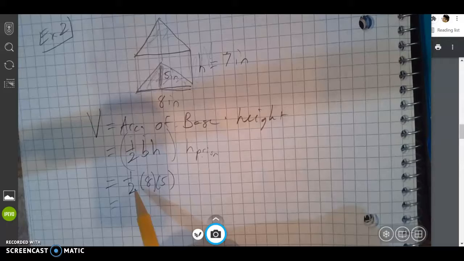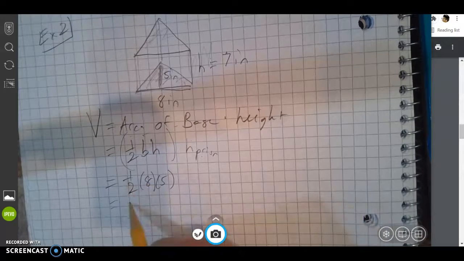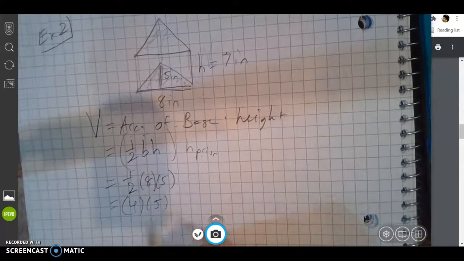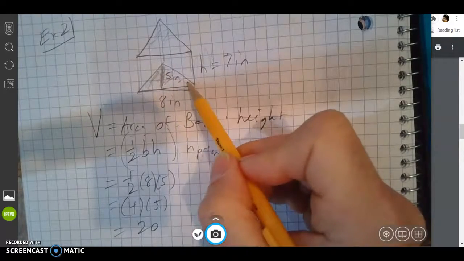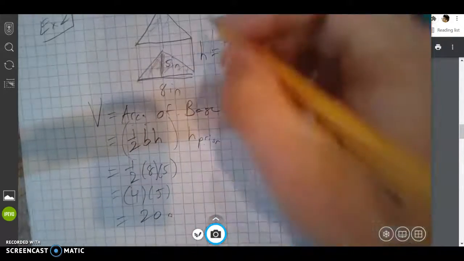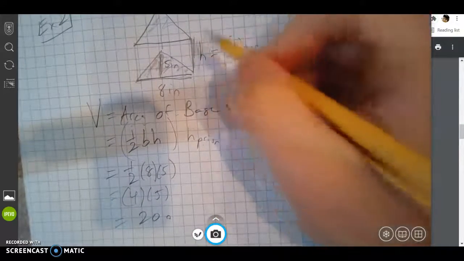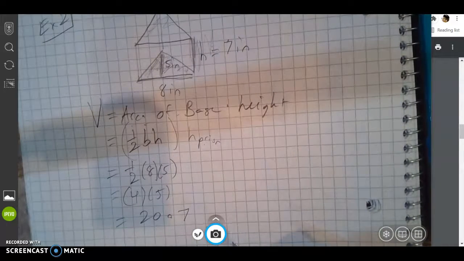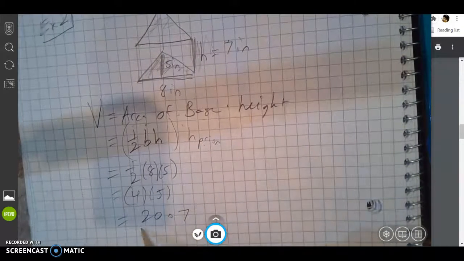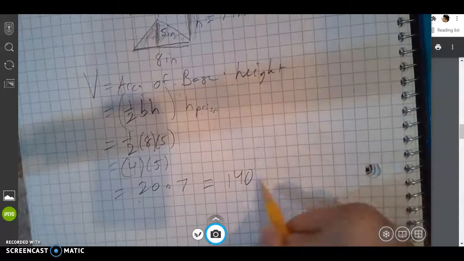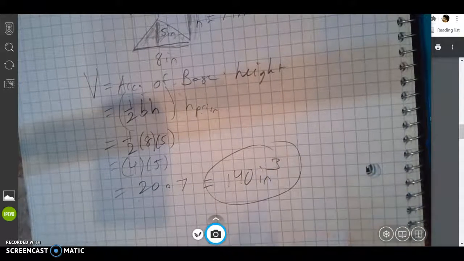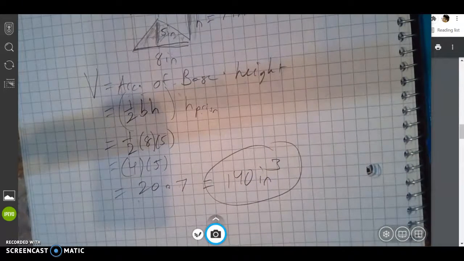What is the area of that triangle? Half of 8 is 4. 4 times 5 is 20. So the area of this is 20. Now I multiply that by the height or the length of the entire thing, which is 7. So area of the base times the height. That's 20 times 7, which is 140 inches cubed. There we go. Inches cubed.